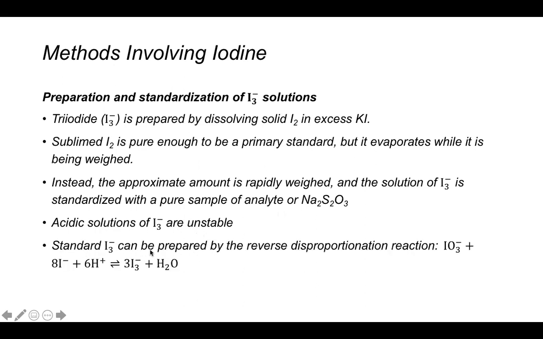Acidic solutions of triiodide are unstable because of side reactions. So standard triiodide can be prepared by the reverse disproportionation reaction: iodate plus iodide plus acid gives triiodide plus water.